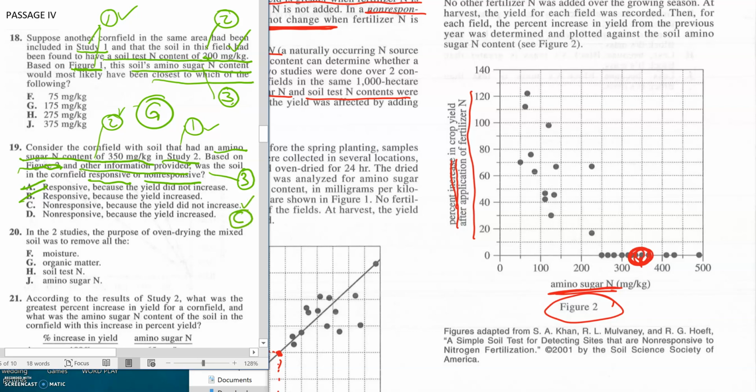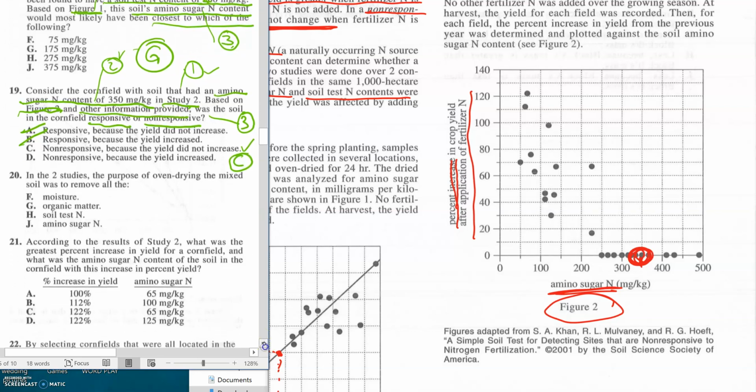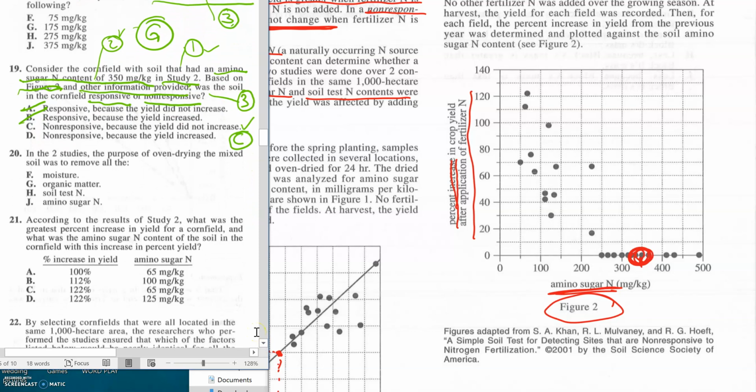It did not increase. Okay, going on to question 20. In the two studies, the purpose of oven drying the mixed soil was to remove all the: moisture, organic matter, soil test N, amino sugar N.